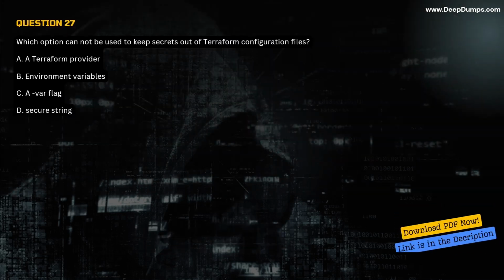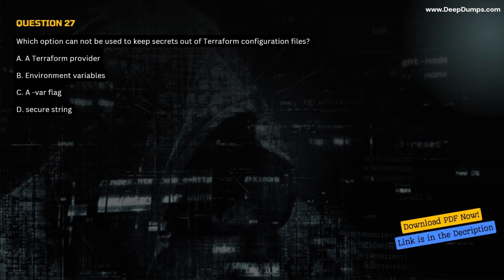Question 27. Which option cannot be used to keep secrets out of Terraform configuration files? A. A Terraform provider. B. Environment variables. C. A -var flag. D. Secure string. Correct answer D.